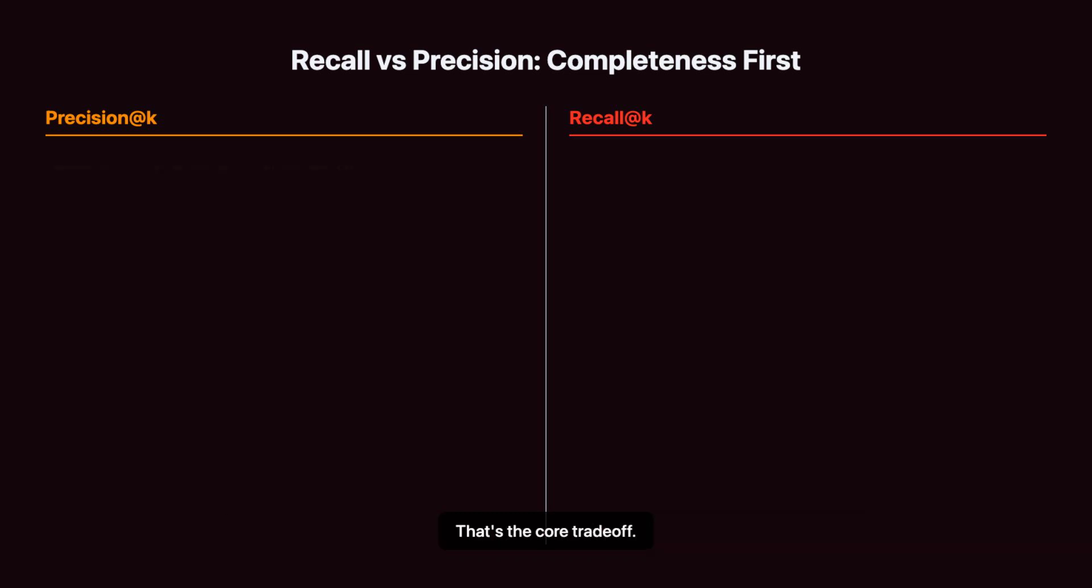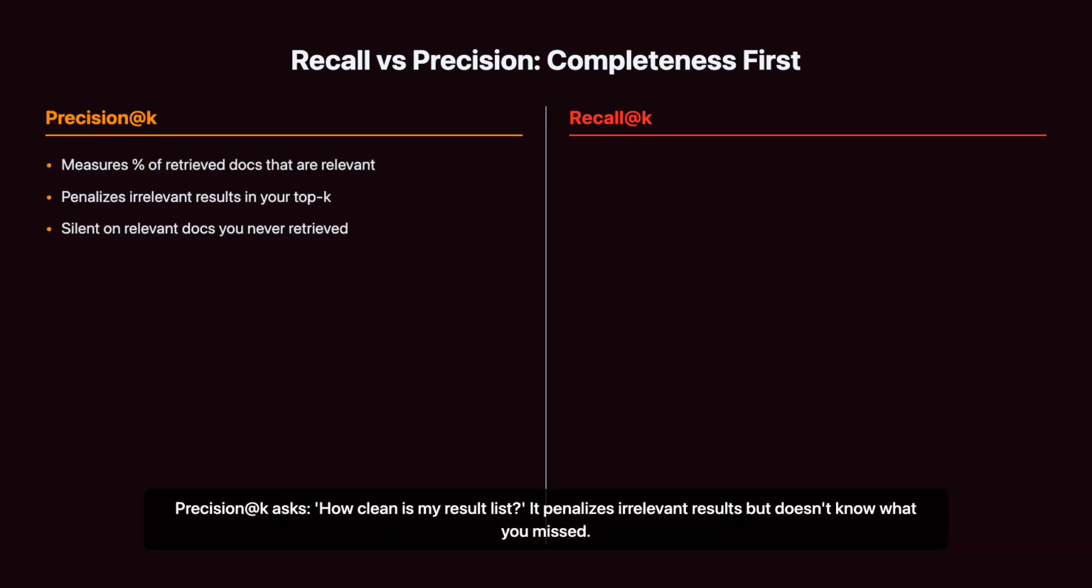That's the core trade-off. Precision at K asks, how clean is my result list? It penalizes irrelevant results but doesn't know what you missed. Recall at K asks, did I find all of them? It counts how many known relevant papers appear in your top results.